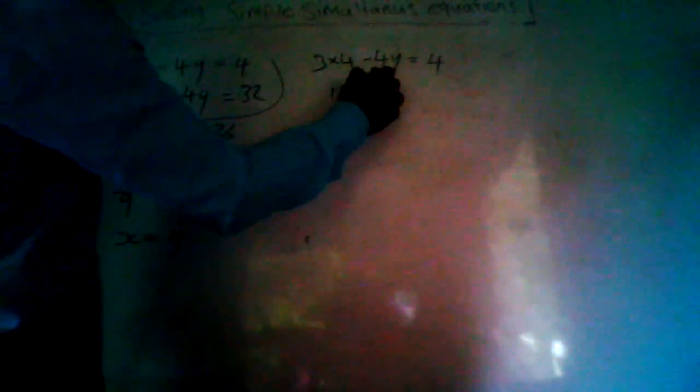So as I have done before, we will substitute 4 for x in any one of these equations. Again, I will use equation 1. So I'll have now 3 times 4 minus 4y equal 4. This will be now 3 times 4 will be 12. So 12 minus 4y, sorry, equal 4.